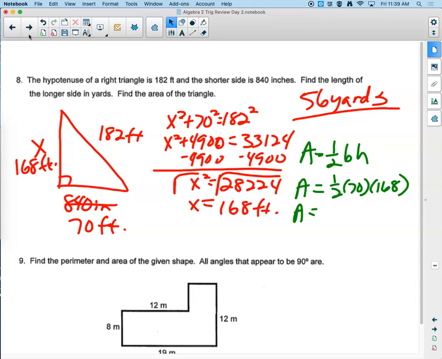So 1/2, 70, and 168. 5,880 square feet. 9, I think you're good for. 9 should be fine. Ooh, similar triangles in number 10.